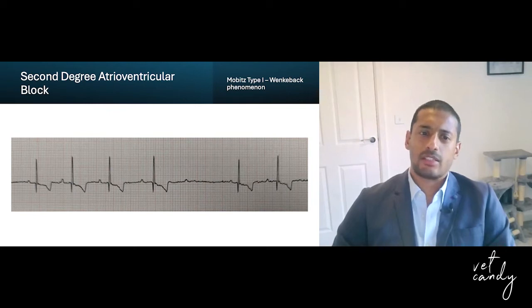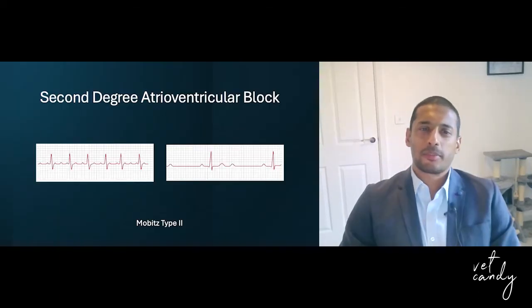The characteristic ECG finding is prolongation of the PR interval before a block. This is called the Wenckebach phenomenon. Mobitz type 2 second-degree AV block is more likely pathological. In this form, the PR intervals are constant rather than prolonging.